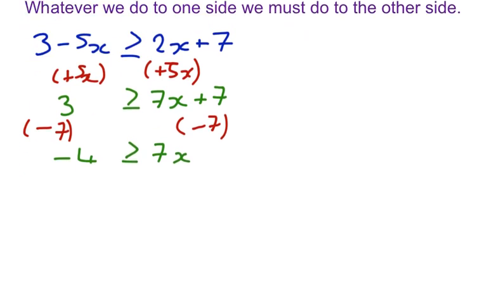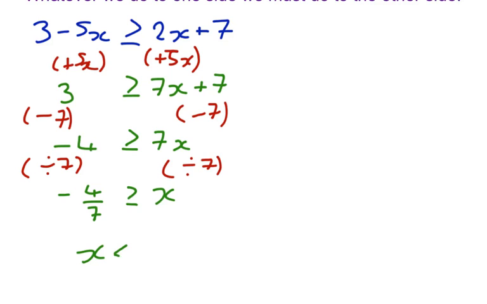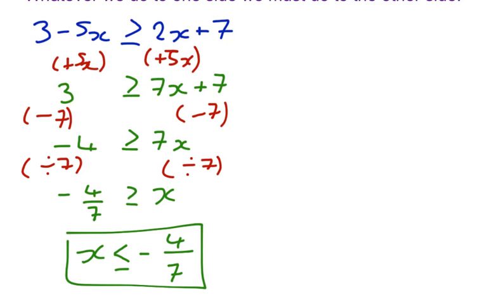And then we're going to divide by 7. So we need to divide by 7 on this side, which gives us minus 4 over 7 is bigger than or equal to x. Or we would normally write that as x is less than or equal to minus 4/7 is our solution to this inequality.